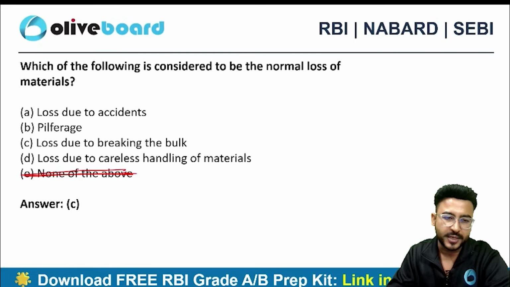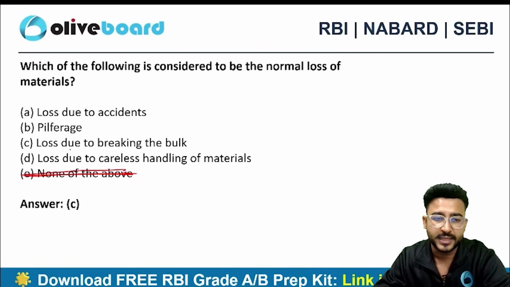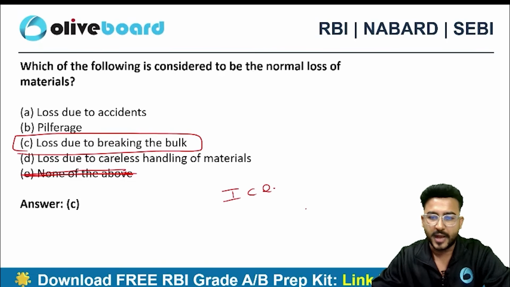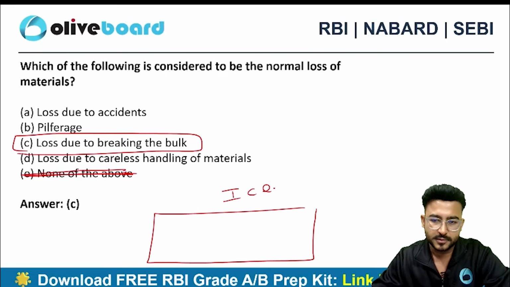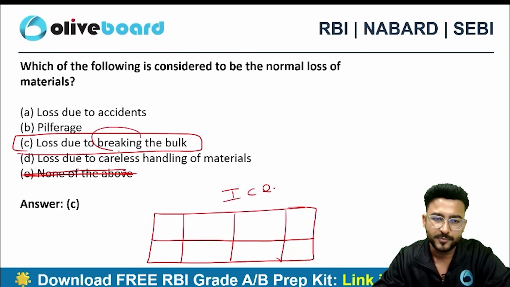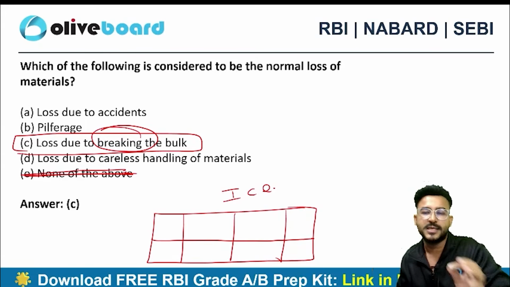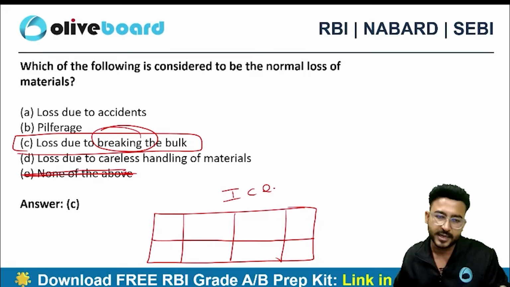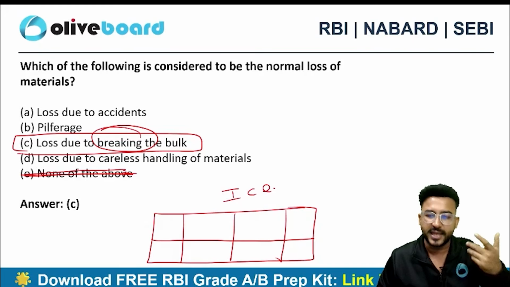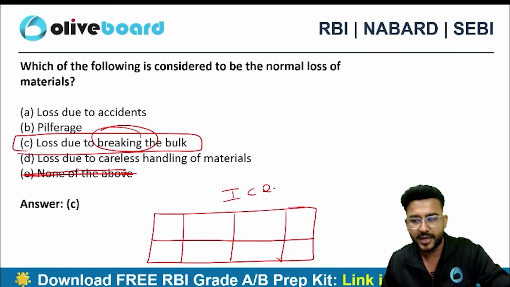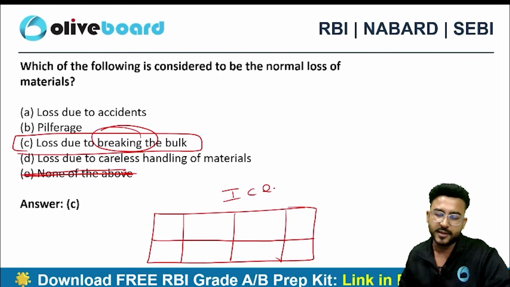The apt option here will be option C, loss due to breaking the bulk. Let's suppose if I talk about ice, I have a block of ice. I want to convert it into cubes. So I need to break it down. Definitely there will be some kind of normal loss. Option C here is the correct choice. Rest of the things are usually considered in the normal loss itself.